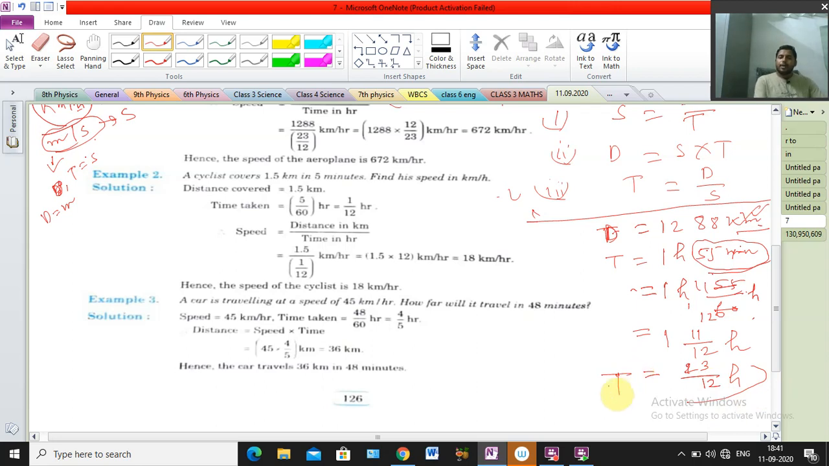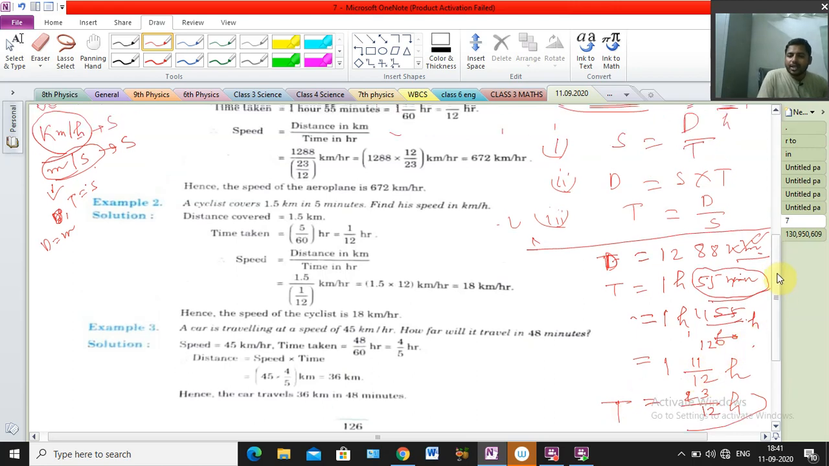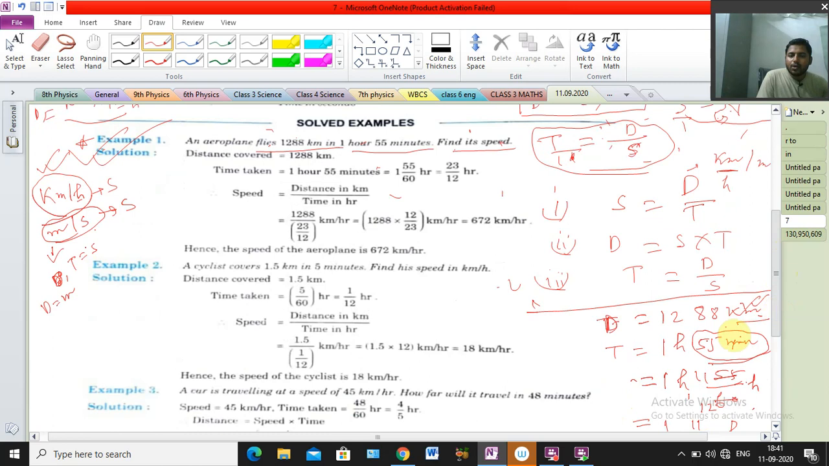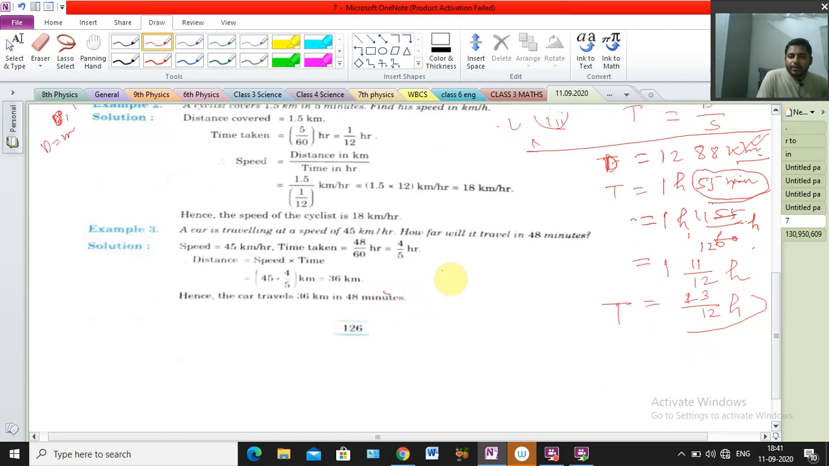Now we find out the speed, because distance and time are given. So now write the formula. Speed equals distance by time. Distance is 1288 kilometers, and time is 23 by 12 hours.